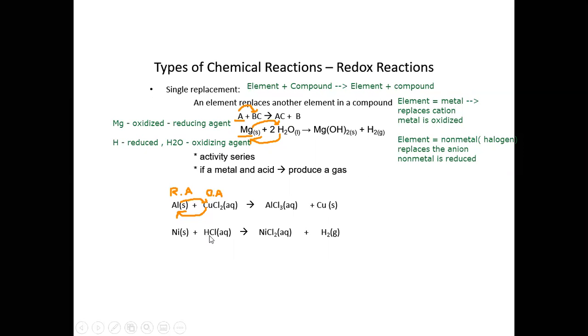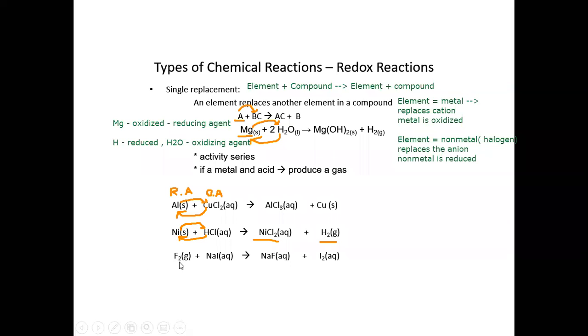So here we have nickel and HCl. So we have a metal. The metal is going to be the reducing agent. HCl is going to be the oxidizing agent. And so again, nickel is more active than hydrogen. It displaces the hydrogen, and we get nickel 2 chloride and H2. So anytime you have a very active metal with an acid, it will displace hydrogen from the acid.